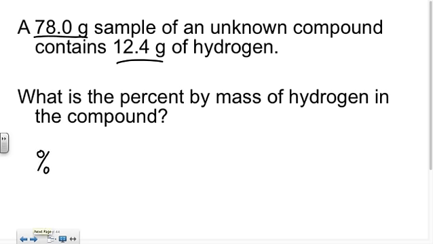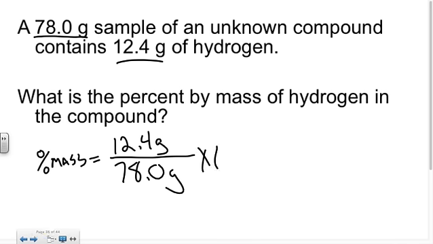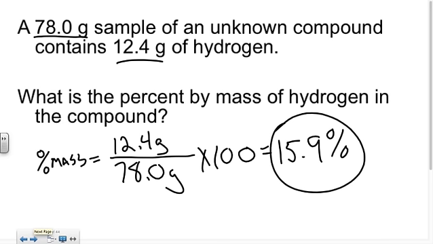Okay, so percent by mass equals the mass of the element. In this case, we're looking for the hydrogen, and we said that was 12.4 grams, divided by the mass of the compound, which is 78 grams, times 100. You do that out, and it comes out to 15.9%. Make sure you check your significant figures on that answer. Okay, so 15.9% hydrogen. It doesn't mean there's 15 hydrogens for every other atom. It just means that if you did all the mass, 15% of that mass comes from hydrogen.